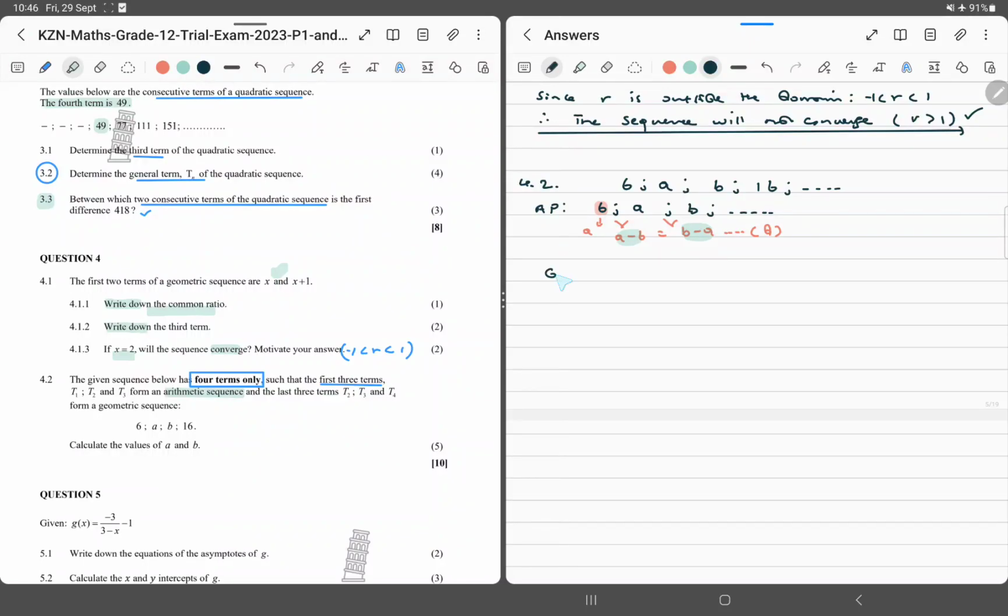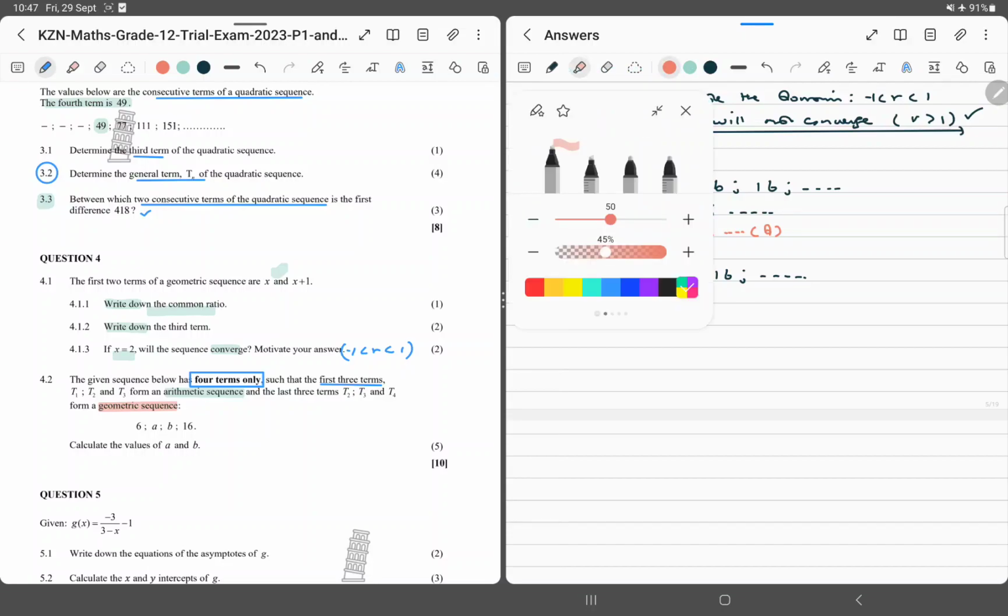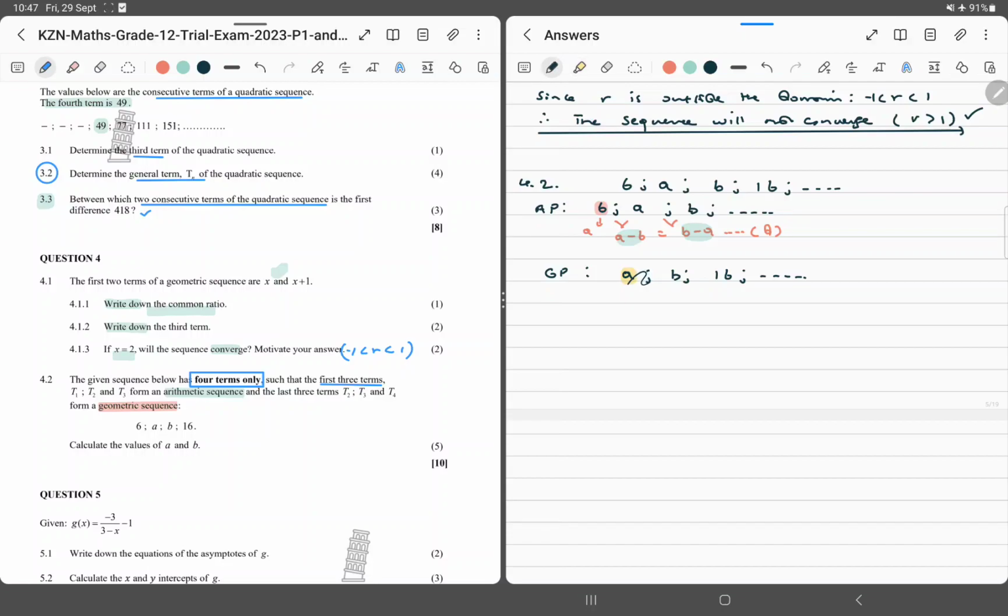And then let's have a look. I told you that the last 3 terms form a geometric sequence. So now the geometric sequence starts from T2. So this is again A, B, and 16. This is a geometric sequence. So this is our first term. Okay, and then we know that B over A must be equal to 16 over B, right? This is again r.